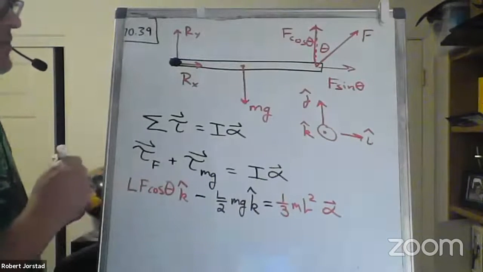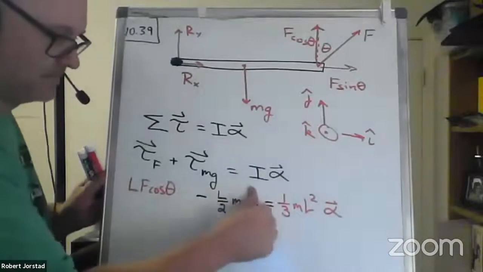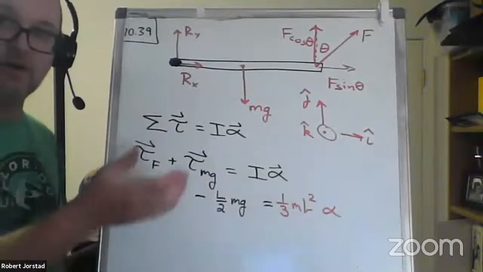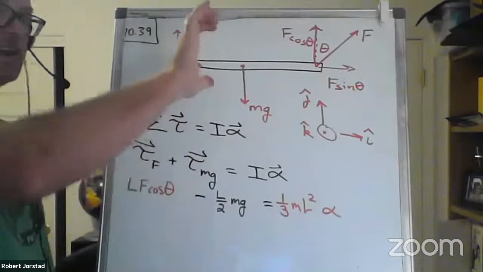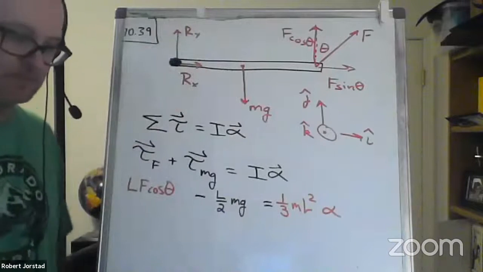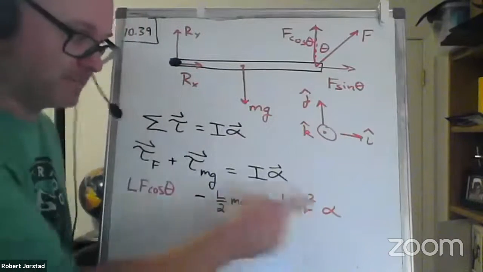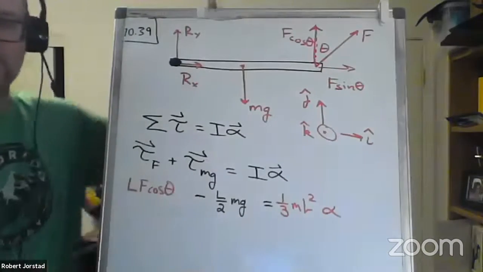Now, I just want to point out, you could actually drop the k-hats. A lot of times what we do is drop the k-hats here, keep the minus signs, drop the vector, and we know that if I get a positive number, it's rotating this way. If I get a negative number, it's rotating that way. At this point, you could plug in any numbers you want and solve for alpha.